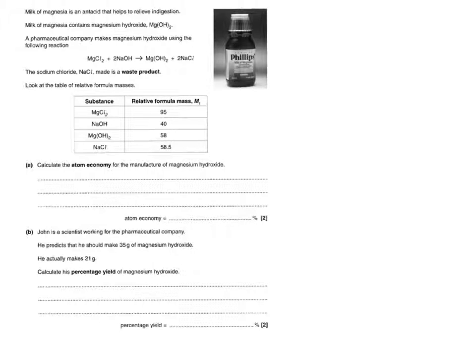The question also gives us the relative formula masses. So we have to select from this list which one we would like. Now let's look at the question. The question says calculate the atom economy for the manufacture of magnesium hydroxide. In order to do this, we need the formula for atom economy. You get 1 mark just for remembering it.